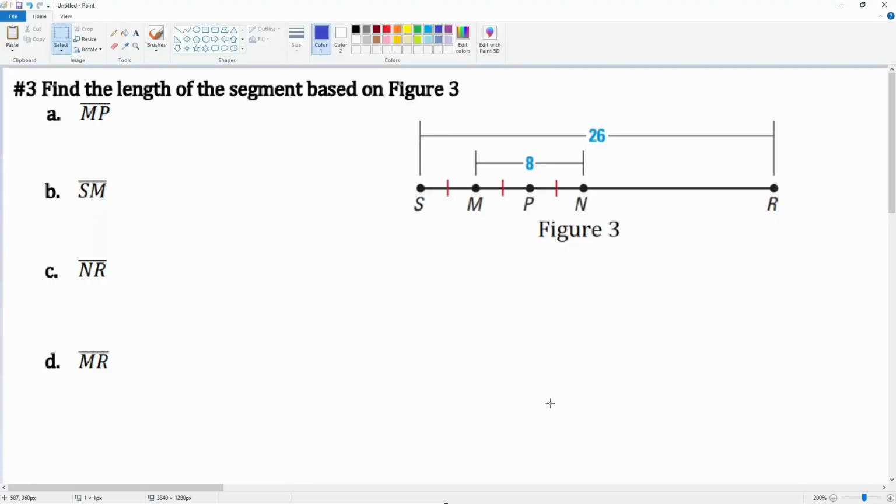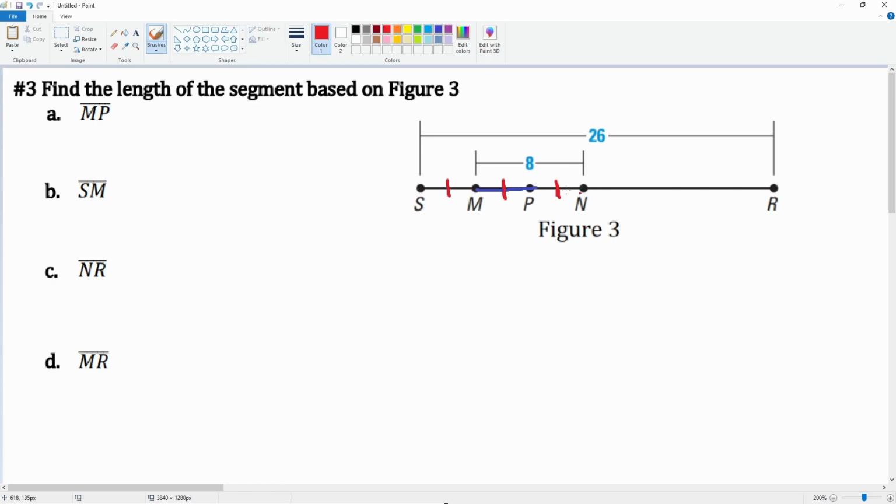Number 3 asks us to find the length of the segment based on figure 3 here. First one is line segment MP. Line segment MP is this piece. We understand that these red hash marks here say that these pieces are congruent, okay?